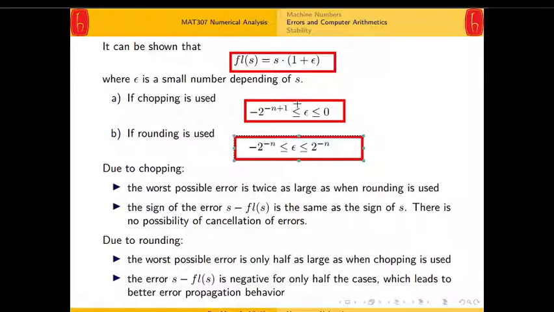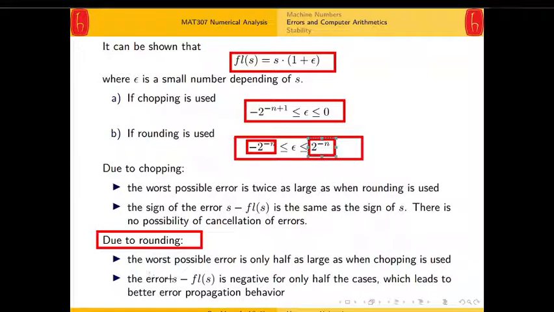It means we always have a negative error, so the error will accumulate. There is no way the errors cancel. Okay, let's see what happens when we round numbers. The worst possible error, which is either this one or that one, is half of the error of chopping.